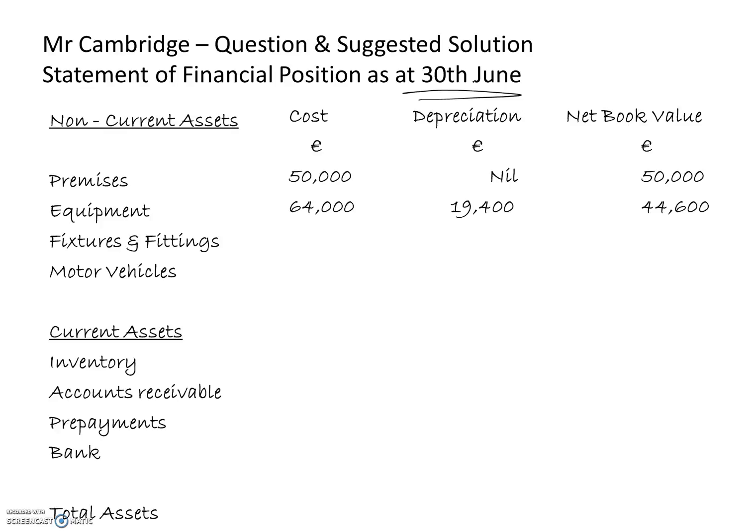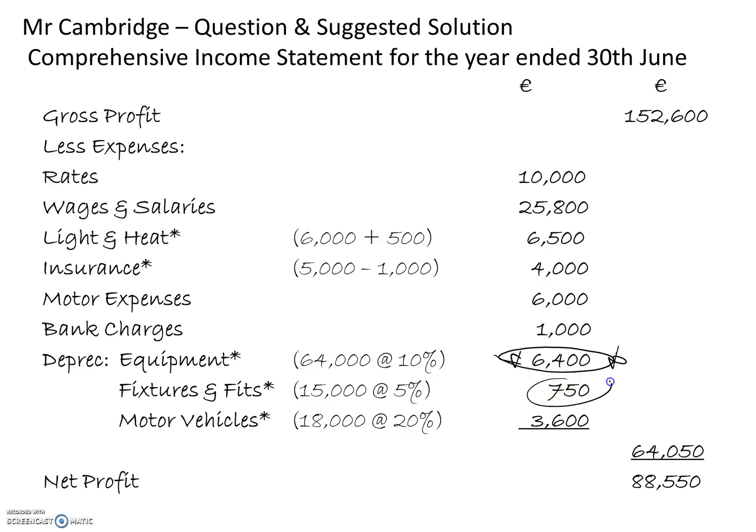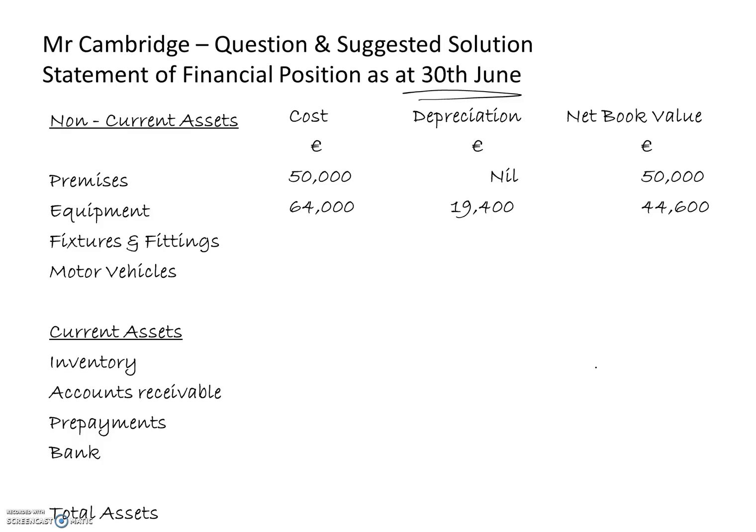Now the fixtures and fittings are calculated the same way. I will go to the trial balance and I get the asset at cost, 15,000. I get the accumulated depreciation of that asset, in other words, depreciation up to the beginning of this year, which is 5,400. I will then go to my income statement and I get the depreciation for this current year, 750, which gives me the total depreciation of 6,150, which I will pop in here.